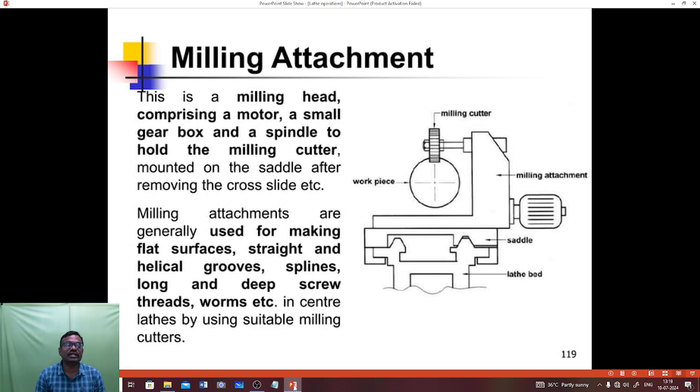Milling attachment. This is a milling head comprising a motor, a small gearbox and a spindle to hold the milling cutter, mounted on the saddle after removing the cross slide, etc.